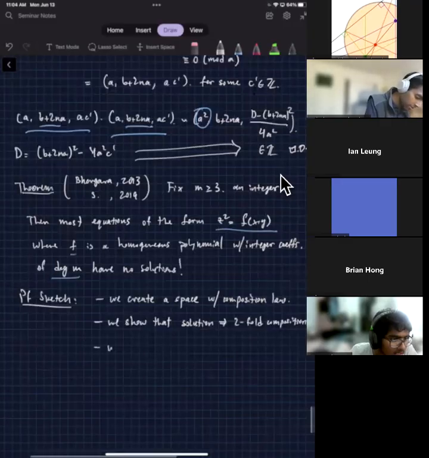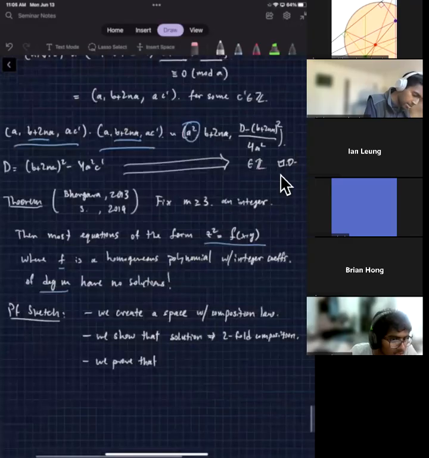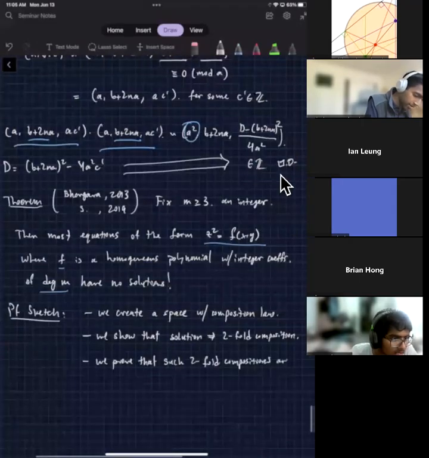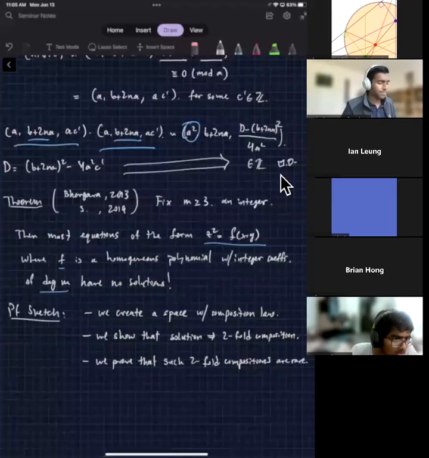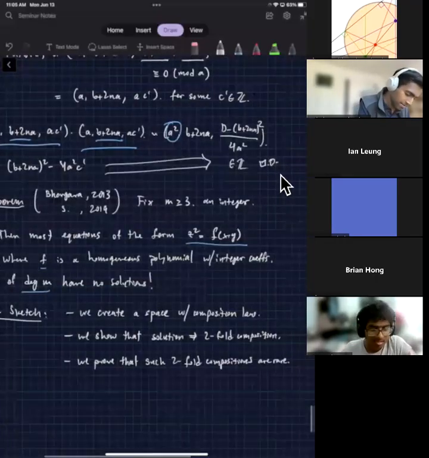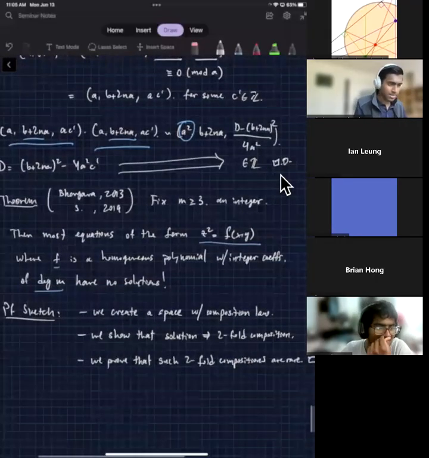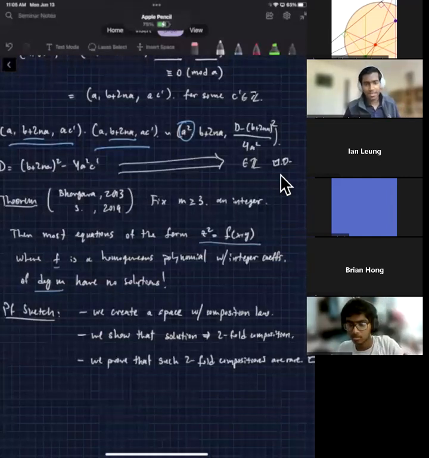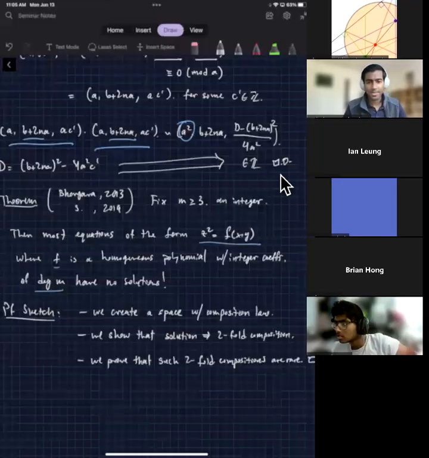And then we prove that such twofold compositions are very rare. Such twofold compositions don't happen very often. And so most of these equations have no solutions. Okay. So yeah, that concludes my talk. I'm very, very sorry for running over time. Thank you for your patience and for listening.